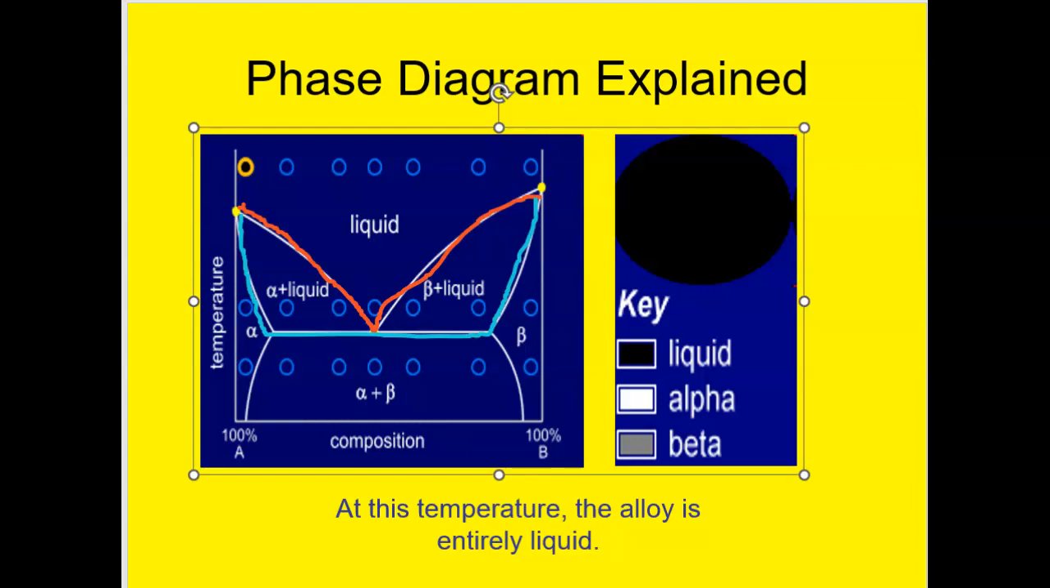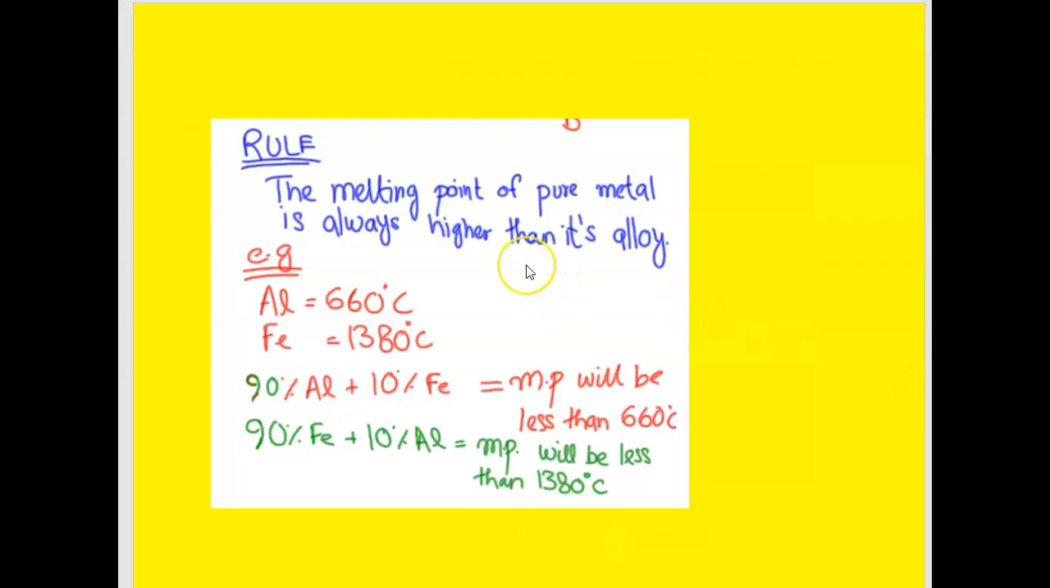Now there is a metallurgical rule. The metallurgical rule states that if you add an impurity into any element, the melting point of that element decreases. It's a metallurgical rule that the melting point of a pure metal is always higher than its alloys. For example, aluminium's melting point is 660. Iron's melting point is around 1380 or 1480, something like that.